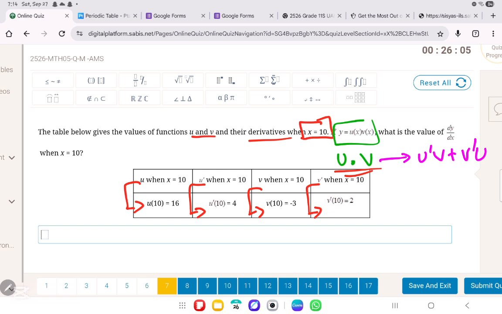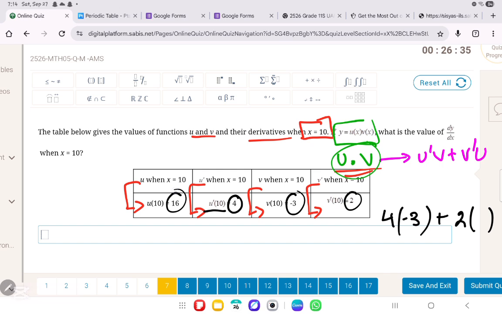So we took u prime v and we made it u prime v plus v prime u. Okay, so we got the rule for this. And now the only thing left for us to do is substitute. So we have the value of u prime, which is 4, times the value of v, which is minus 3, plus the value of v prime, which is 2, times the value of u, which is 16.